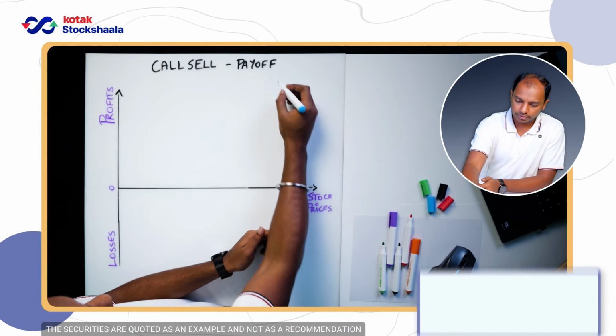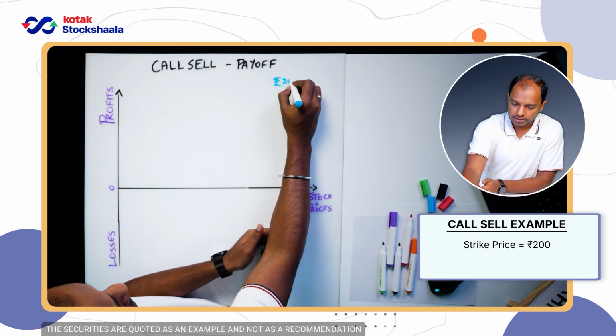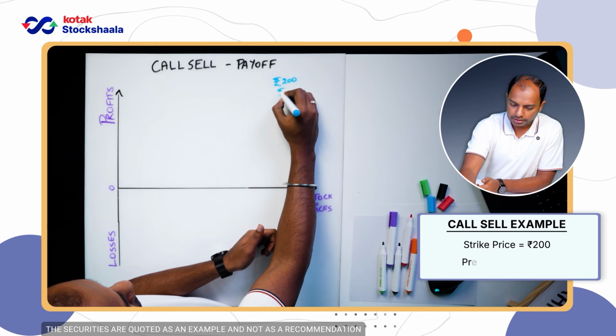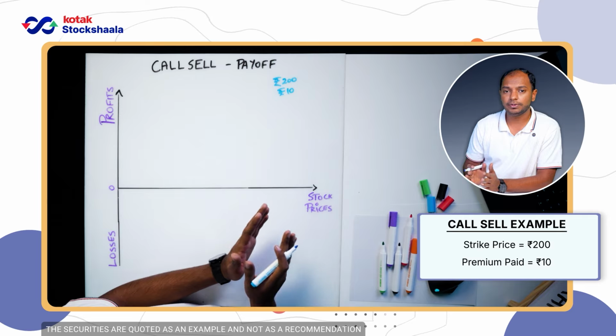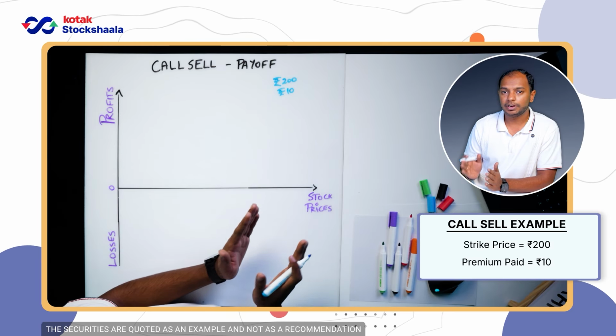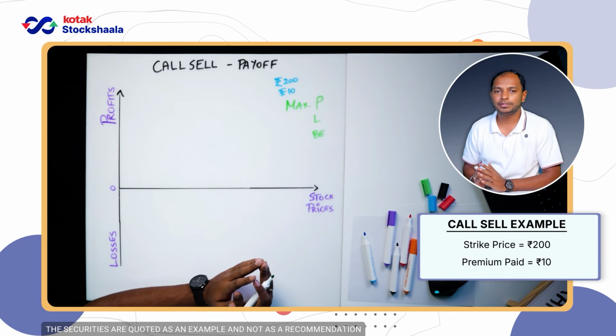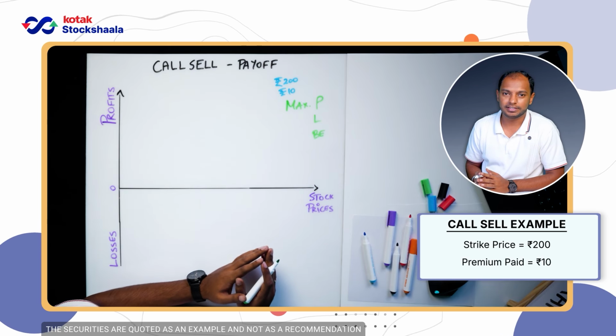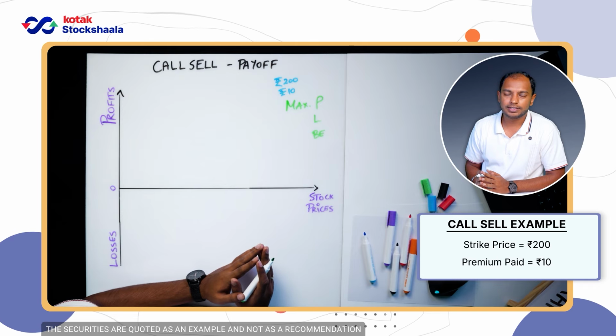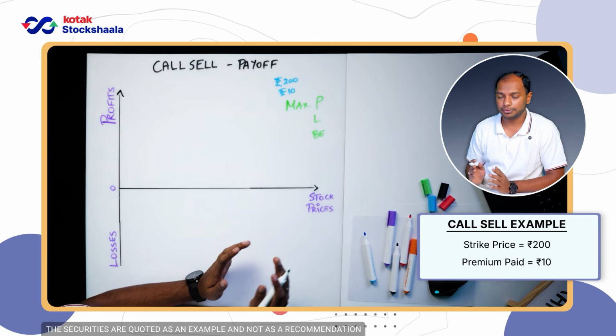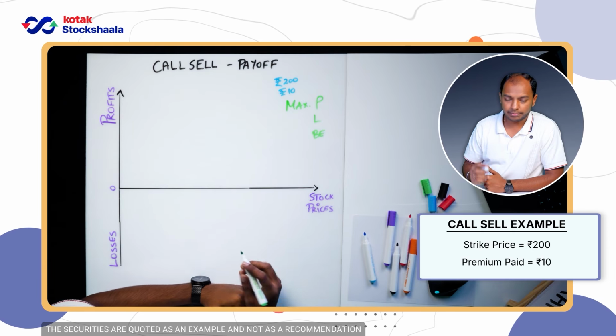Now let's take the same example that we did earlier, but in this case, instead of a buyer, you're a seller. You have sold the same rupees 200 strike at rupees 10, which this time means you're receiving a premium of 10 rupees, whereas as a buyer, you are paying the rupees 10 premium. Now let's start with the break-even point because that is the easiest. As a call seller, you have received a premium of rupees 10 and the strike price is 200.